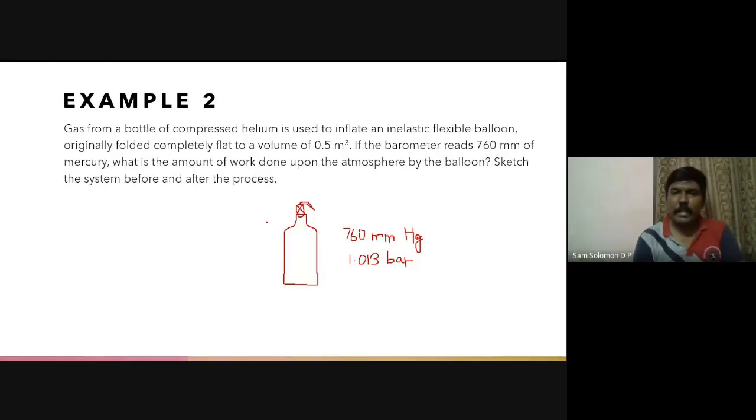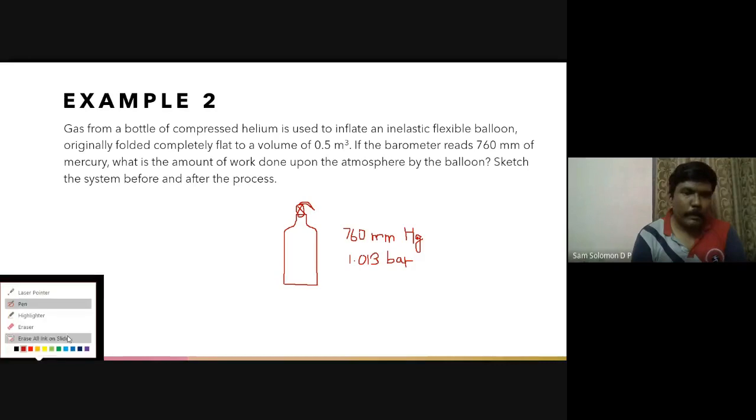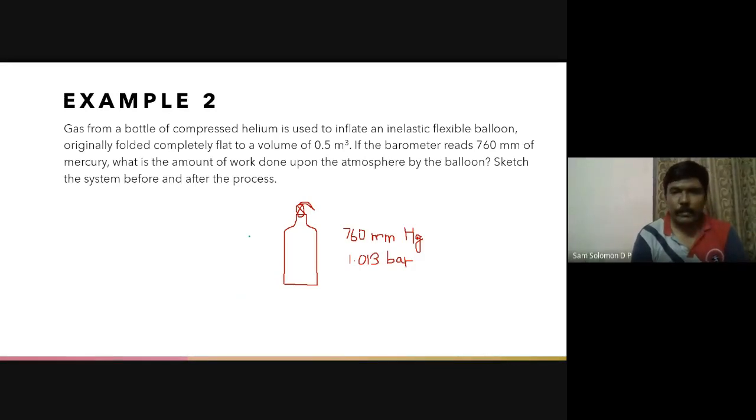So this is the initial condition, and if you want to draw the boundary for this particular system, this could be the boundary of the system. You have just the bottle here, and that is the boundary of the system. That is condition number 1.